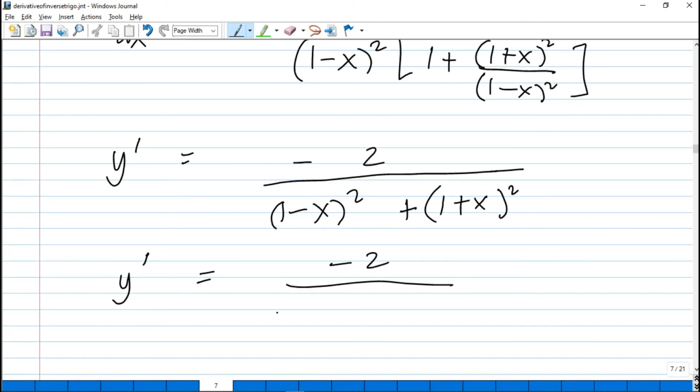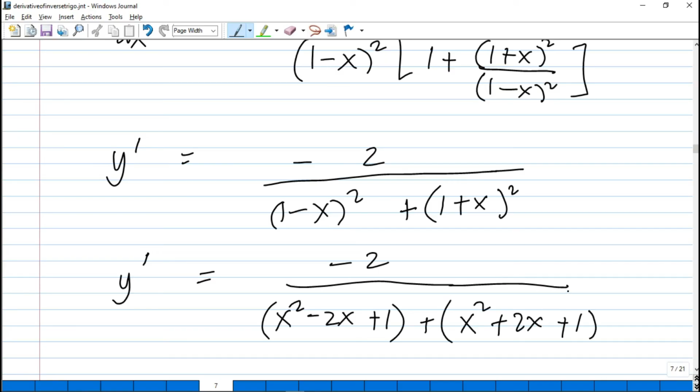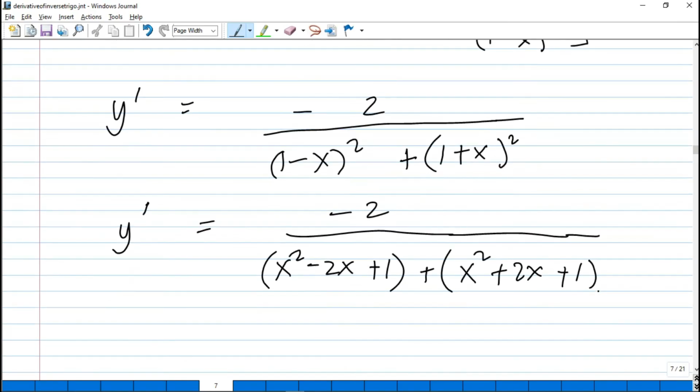Then you just expand this, x squared. So this is minus 2x, so plus 1. Then the other expansion is, so x squared plus 2x plus 1. Okay. So we can just simplify this.